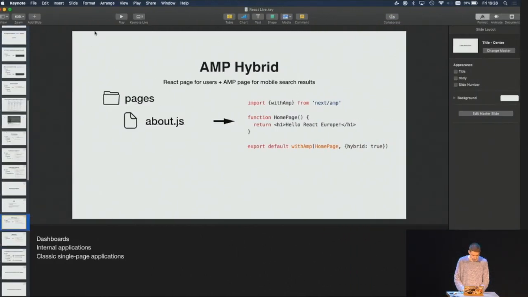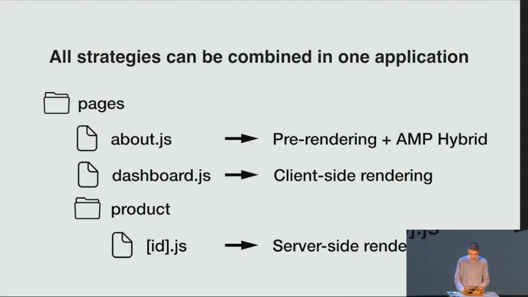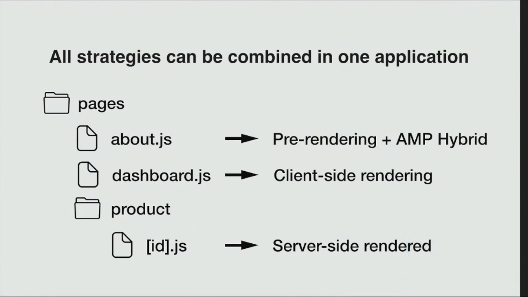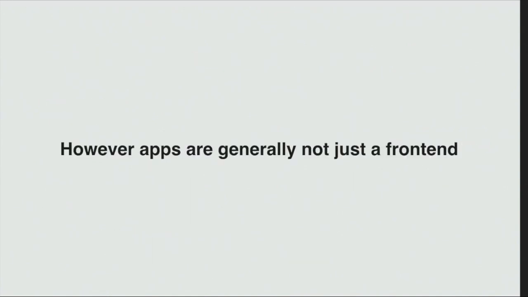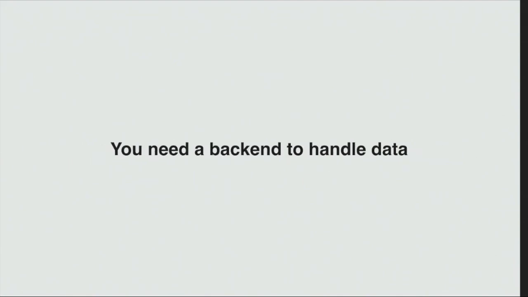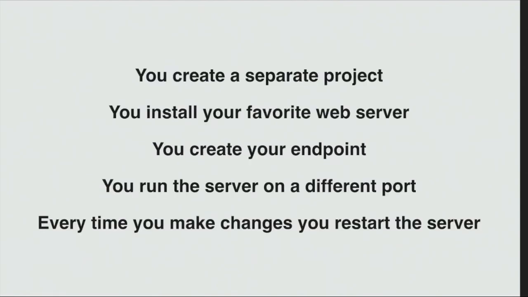Then, I'll just go back to my slides. So AMP first, all strategies can be combined. So you can say, I have this statically rendered or pre-rendered app that has hybrid AMP. Then I have client-side rendering for my dashboard. I have dynamic slugs, and I want to fetch something from the server on your product pages, right? However, apps are generally not just a front end. So you need some backend to handle data, right? You all need some kind of backend to actually make things work.